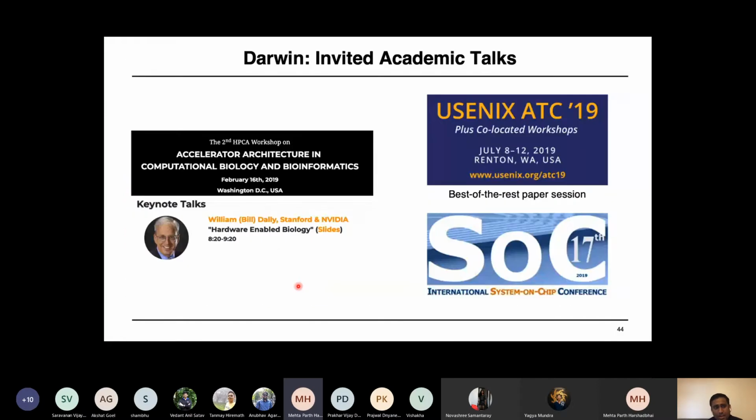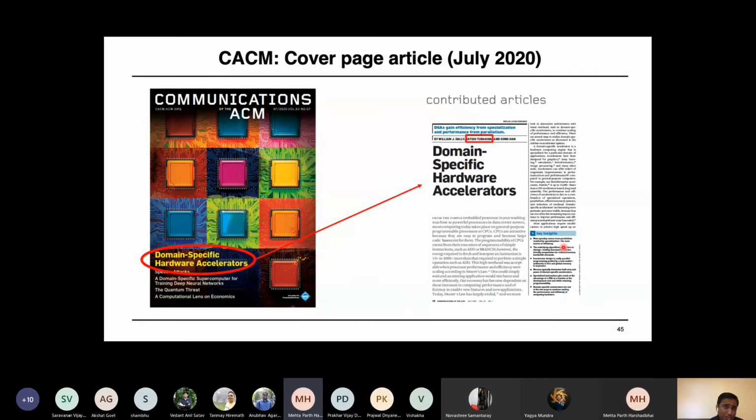Besides that, my advisor was invited to give a keynote talk at one of the HPCA workshops. I was invited to give talks also at USENIX ATC and International SOC conference. And we were also featured on the CACM cover page that year. As you can see, this is our article.